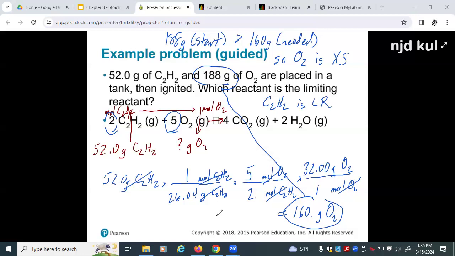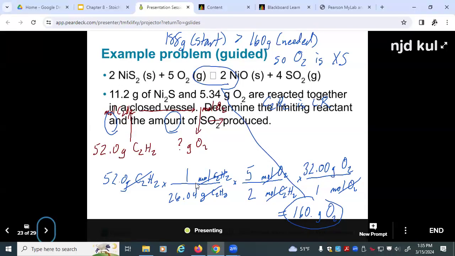All right, questions with this. So this is the specifics for if I'm just looking for the limiting reactant, this is what I can do. If I'm asked to figure out the yield, then I need to do a little bit more.